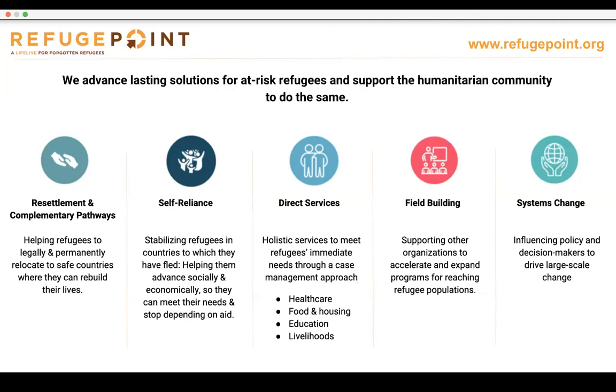So a little bit about RefugePoint. We were founded in 2005, and we simply help the most at-risk refugees to find lasting solutions. And the way that we do that is first of all, we have a program around resettlement and complementary pathways. And basically what that means is we help refugees to legally and permanently relocate from one country to a safe country where they can rebuild their lives.